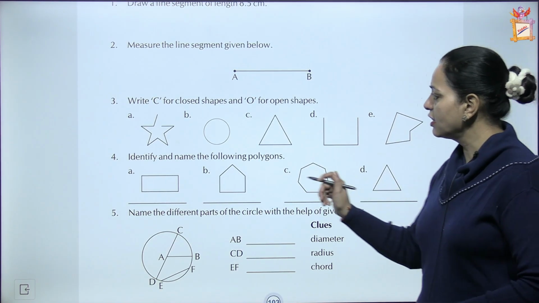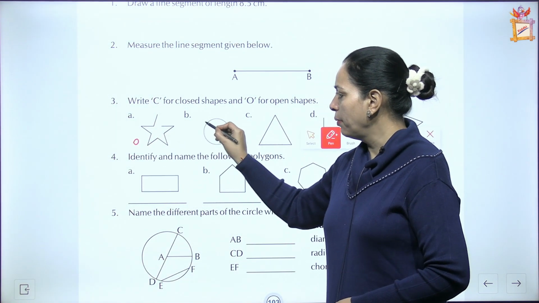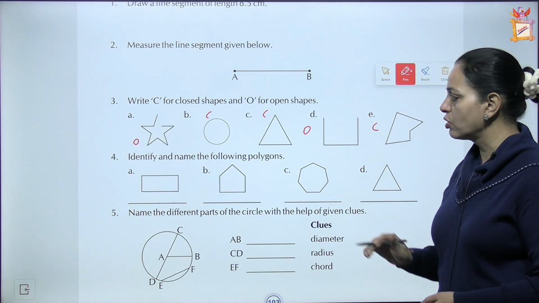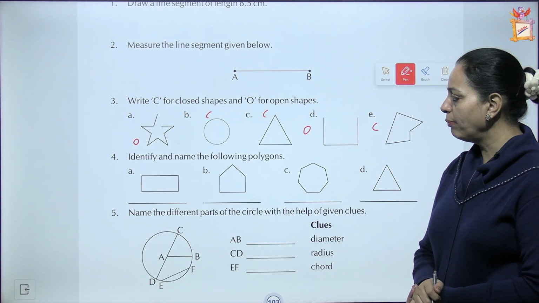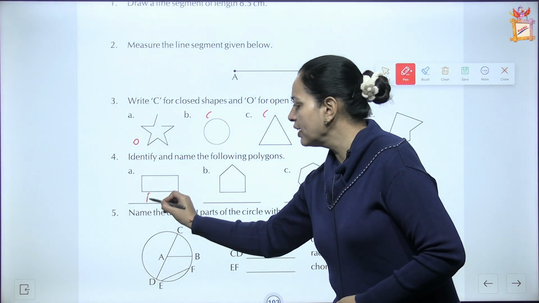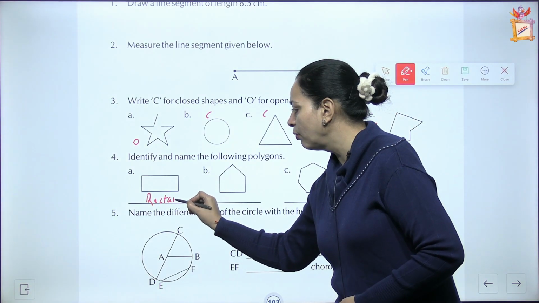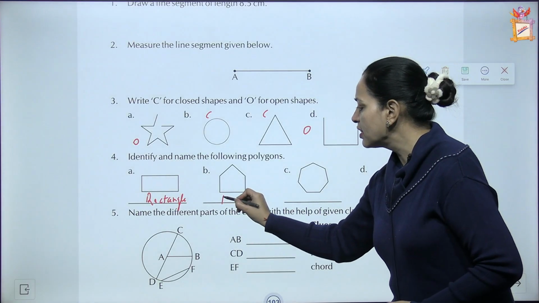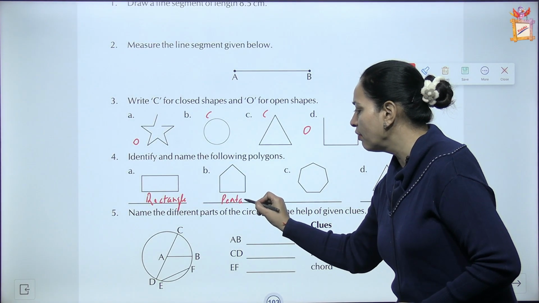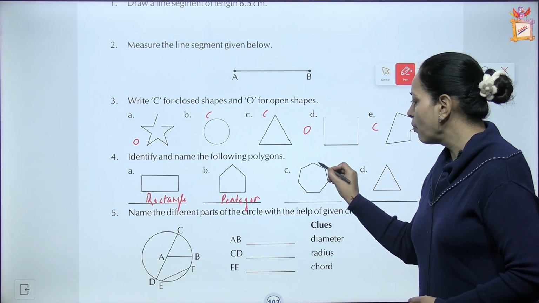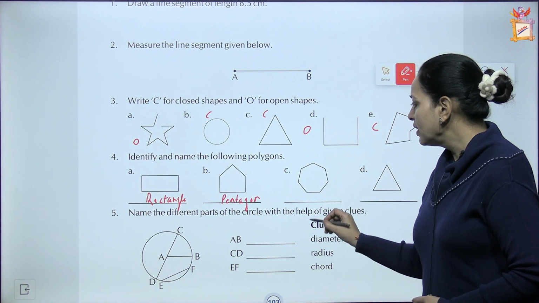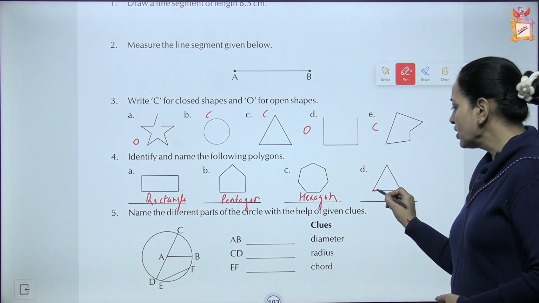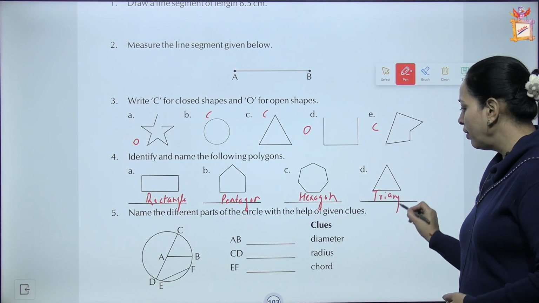So just tell me, is this closed? No, this is open. B closed, C closed, D open, E closed. Okay. Now the fourth: identify and name the following polygons. The first one is a rectangle. Opposite sides are equal, four-sided rectangle. This B part is a pentagon, 5 sides. C part: 1, 2, 3, 4, 5, 6. This is a hexagon, 6 sides. And this is a triangle, you know very well.